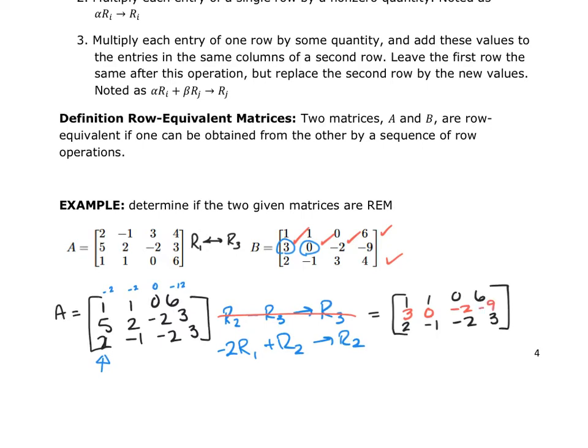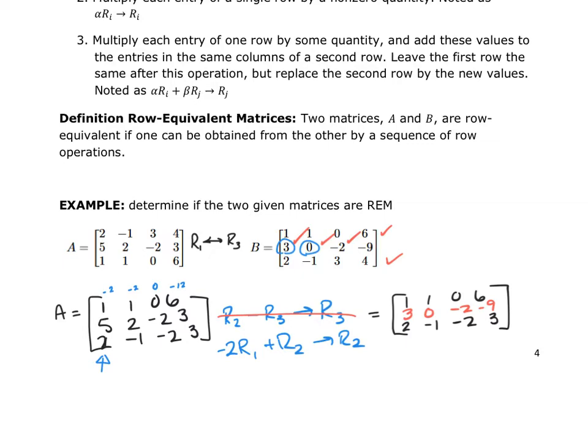So these two matrices are row equivalent. And that's because I was able to take one matrix, add and subtract rows, multiply rows, switch rows, and get the other matrix by just doing those 3 allowable row operations.